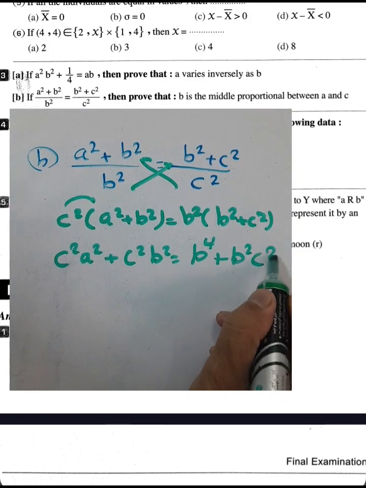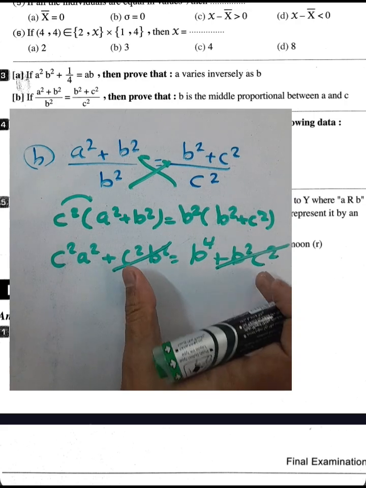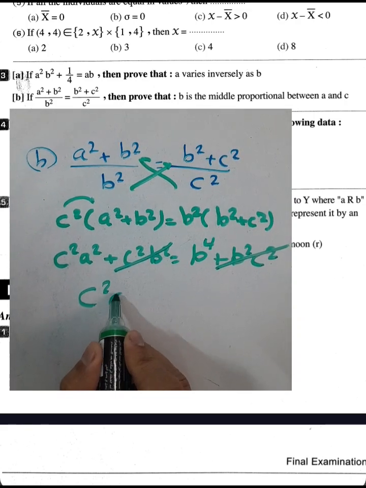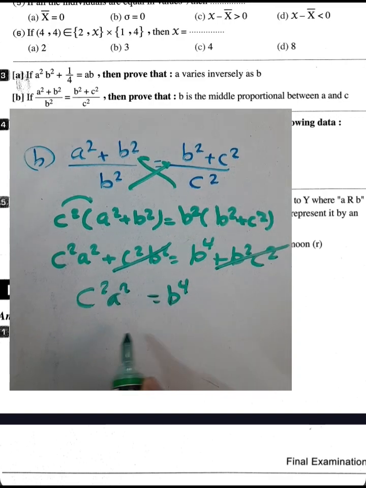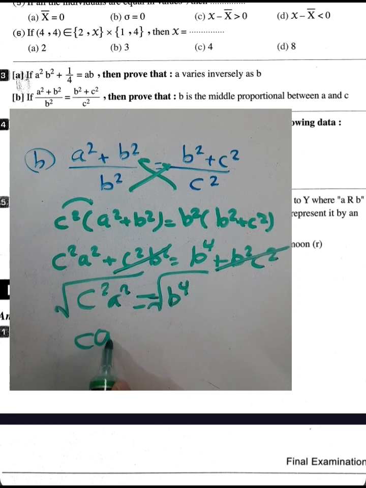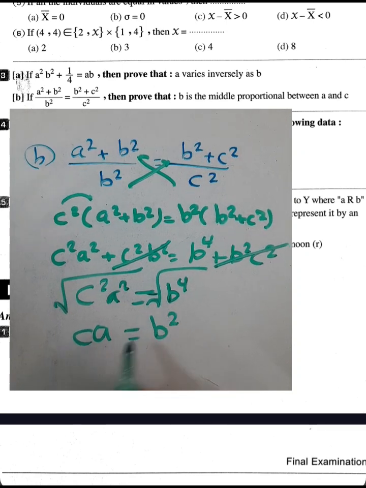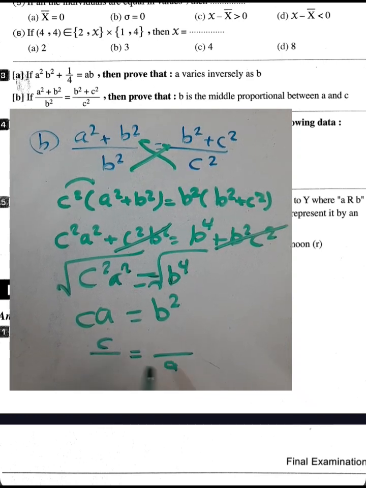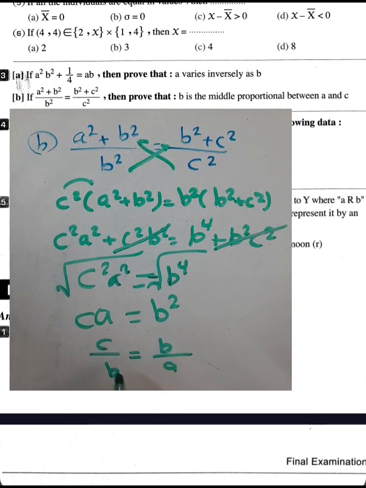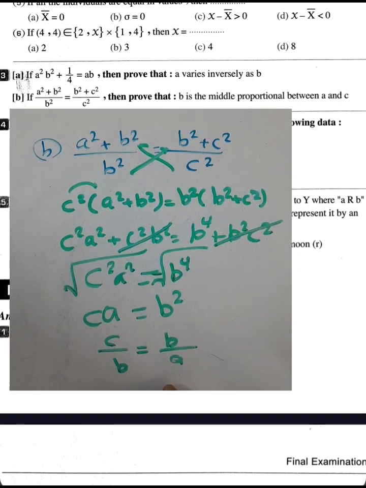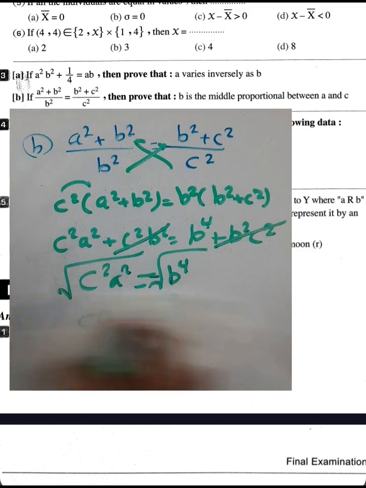You can cancel exactly the same terms here and then write c power 2 a power 2 equals b power 4. Then you can take the square root of the left-hand side and right-hand side, then c multiplied by a equals b power 2. You can write the relation between a and c: c multiplied by a equals ac, and b times b equals b power 2. Then b is the middle proportional between a and c. Okay, you must know these steps and write all these questions in your notebook to learn the steps.